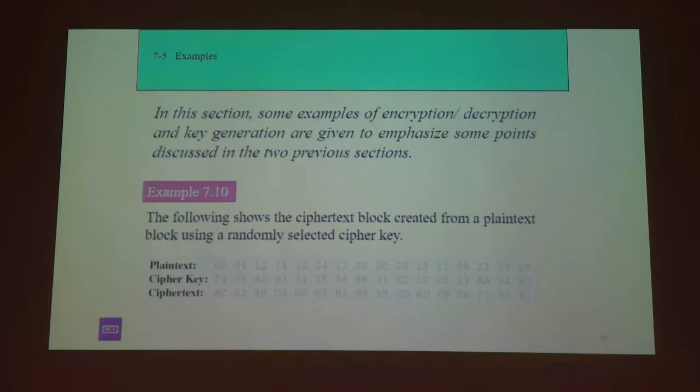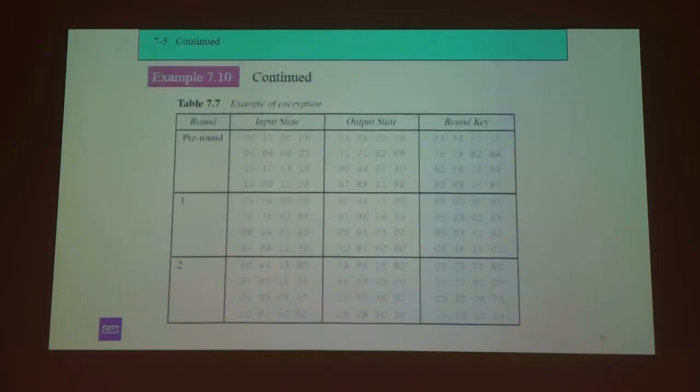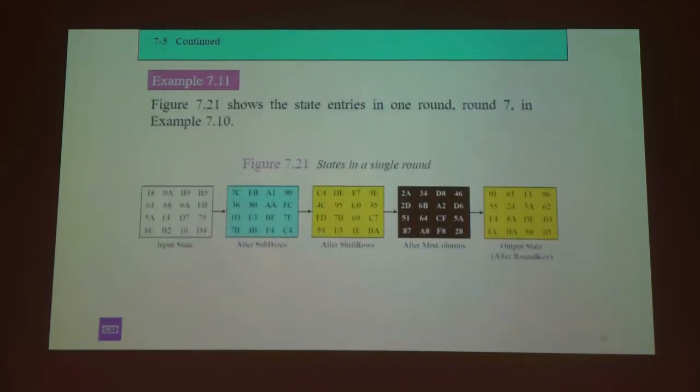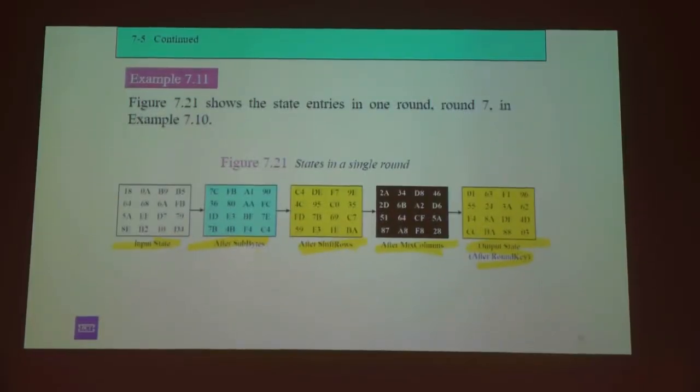So, real examples in this section. The following shows the cipher text block created from a plain text. Look at the first plain text, you have the key, and you have the cipher text. Completely different. And here you see the example of how things keep changing. You start with the input state, the output state, the round key, until you go to the end. Here it shows the state entries in one round. So you start with the input state, after the substitute bytes, after the shift rows, after the mix columns, and then after you apply the key. Completely different, you can't relate them.